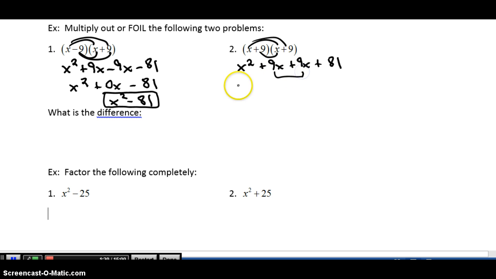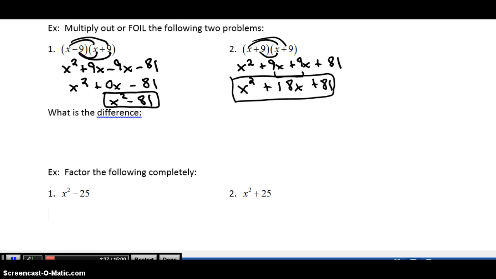So we're going to combine like terms here. This is going to be an x squared. 9x plus 9x is 18x. And then here we have a plus 81. And FOILed out, this is complete. Now I'm not going to write a bunch of stuff for what is the difference. I'm just going to talk about it and do a little highlighting here.